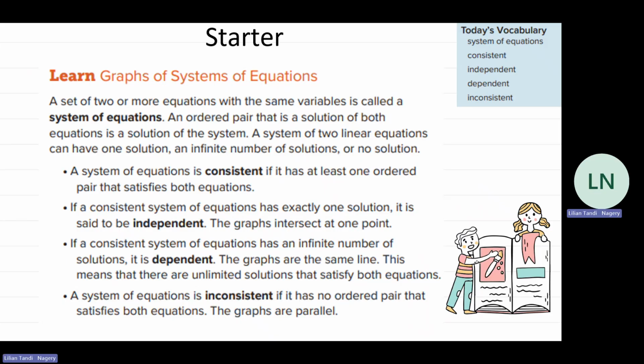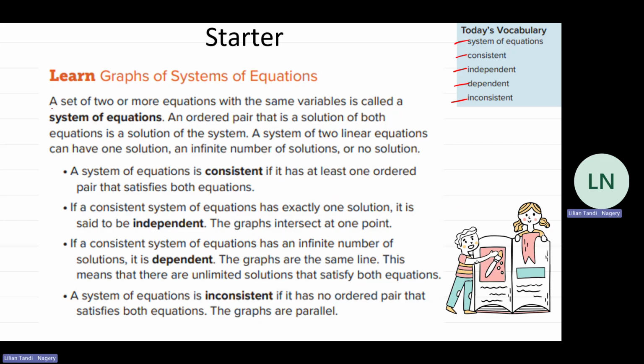Right now, we are reading. So you need to be able to use all this vocabulary. You need to know systems of equations, consistent, independent, dependent. What do they mean? As we are solving, you will discover, so then you will understand how to use these words here.